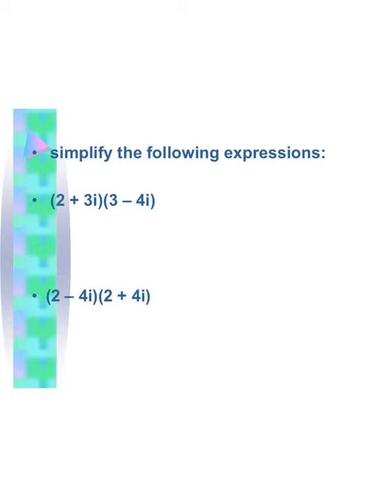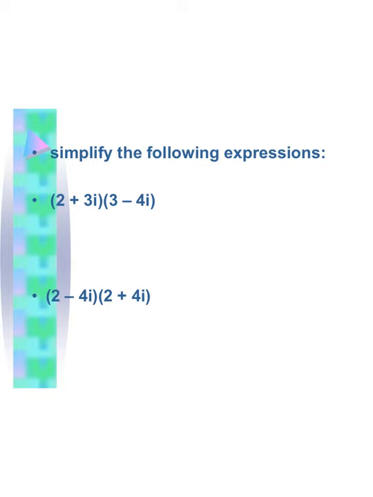All right, see if you guys can come up with the correct answers for the following two multiplications. For our first example, we have 2 plus 3i times 3 minus 4i. Note they're not conjugates. And then for our second example, we have 2 minus 4i times 2 plus 4i, and those are conjugates. So go ahead and see if you guys can select the correct two answers here.